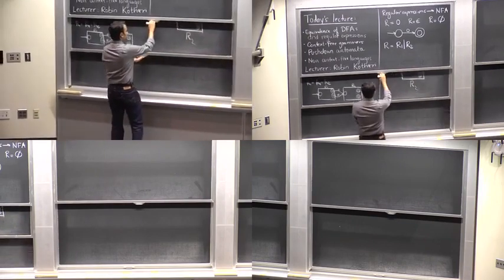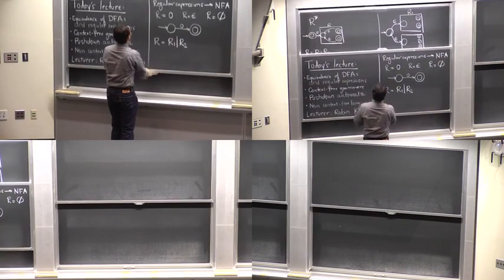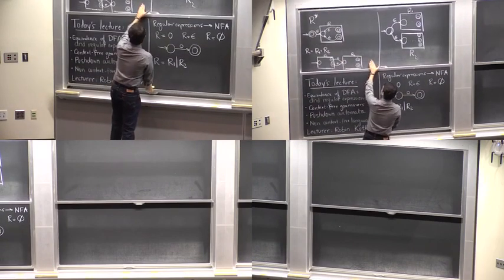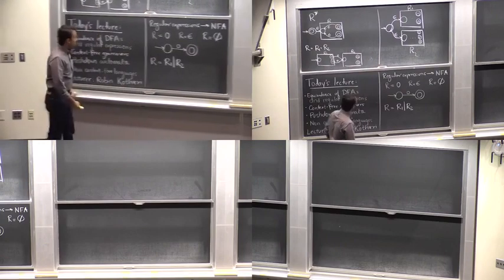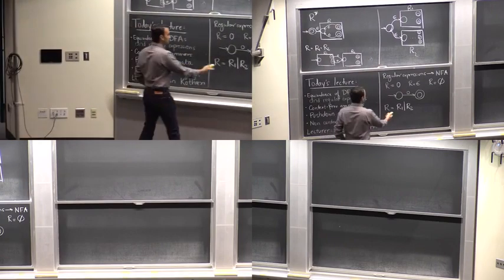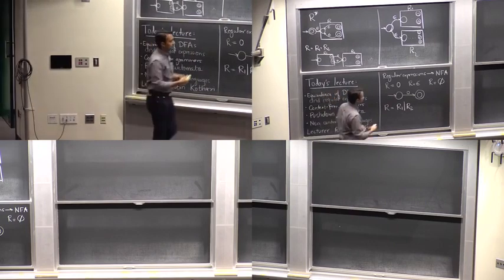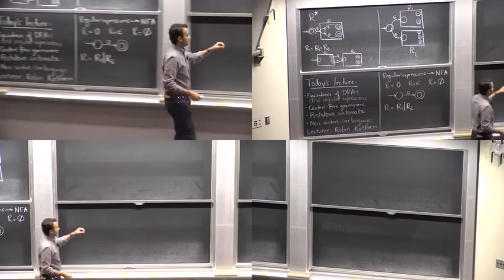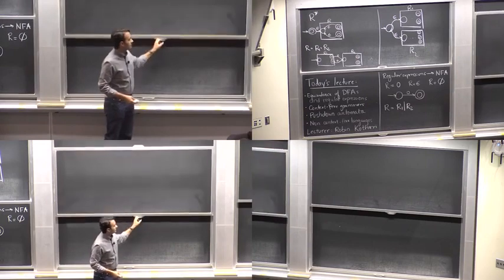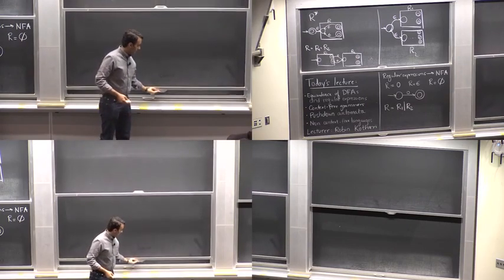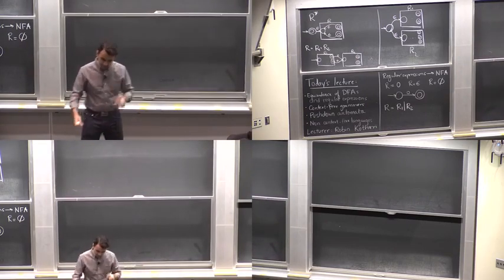There are only three interesting things you can do with regular expressions: union, star, and concatenation. And using these properties, you can build up an NFA for any regular expression. And maybe let's just see a quick example.